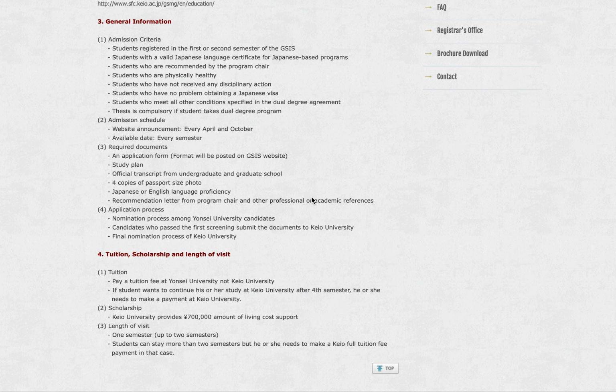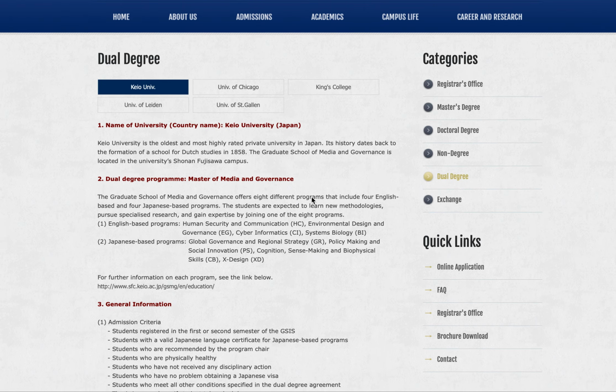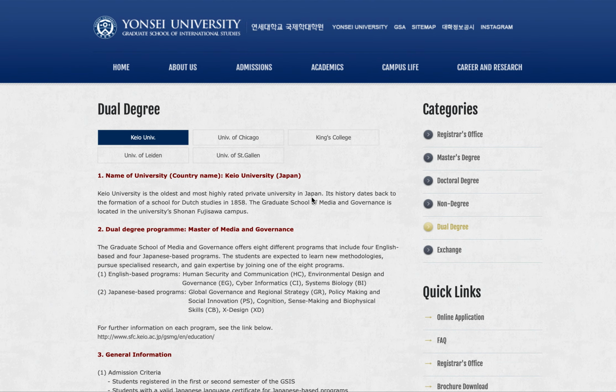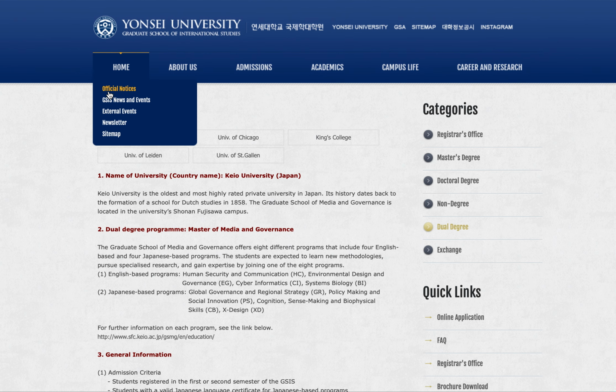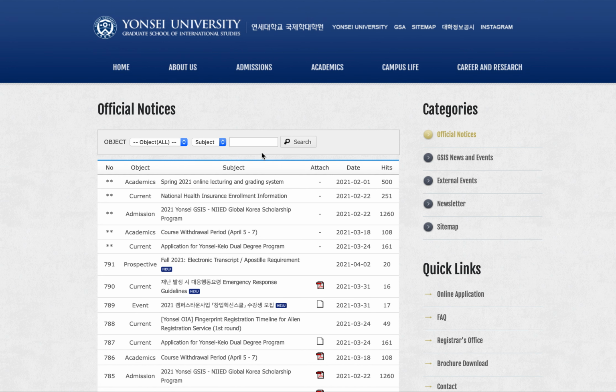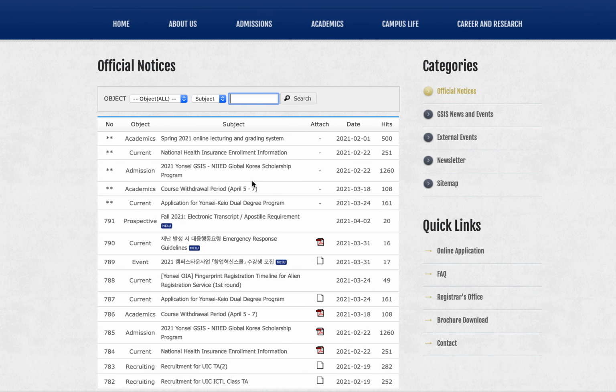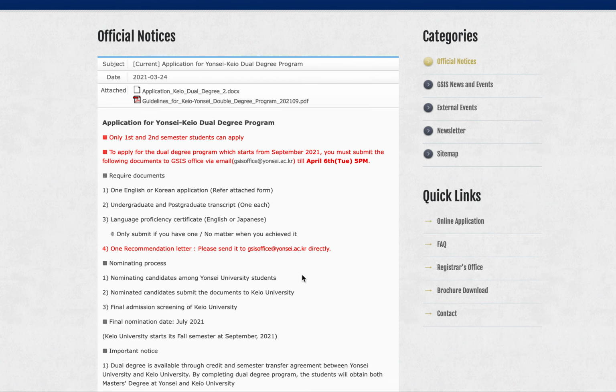How to find the dual degree agreement? You can search for the website of Yonsei University Graduate School of International Studies, and then go to the official notices, and you can search for the dual degree program. I will show you right now. You can see the application for the Yonsei and Keio dual degree program, and the guidelines for the Keio University dual degree program.